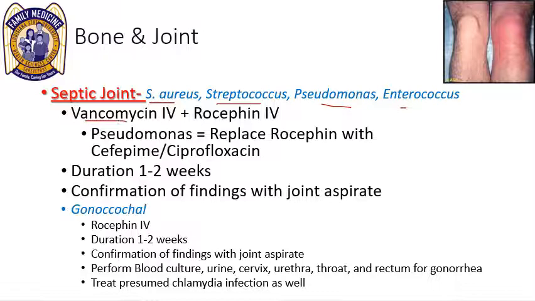Now, if it's a bad enough joint, then you're obviously going to give vancomycin for your MRSA coverage, and then ceftriaxone or Rocephin, which is our third-generation cephalosporin. Now, if you do have concerns for Pseudomonas or diabetics, then you're going to replace Rocephin with Cipro or cefepime. The duration is 1 to 2 weeks, and confirmation is with joint aspirate. Now remember, these are IV. Cipro can be given orally, but I don't know specifically about the ability for ciprofloxacin to be converted to a PO for this, especially if it's serious enough.